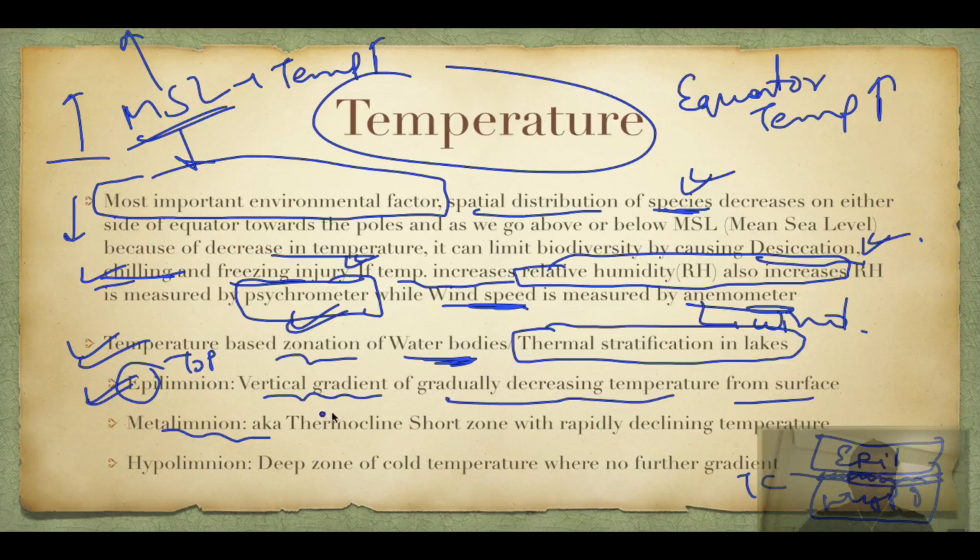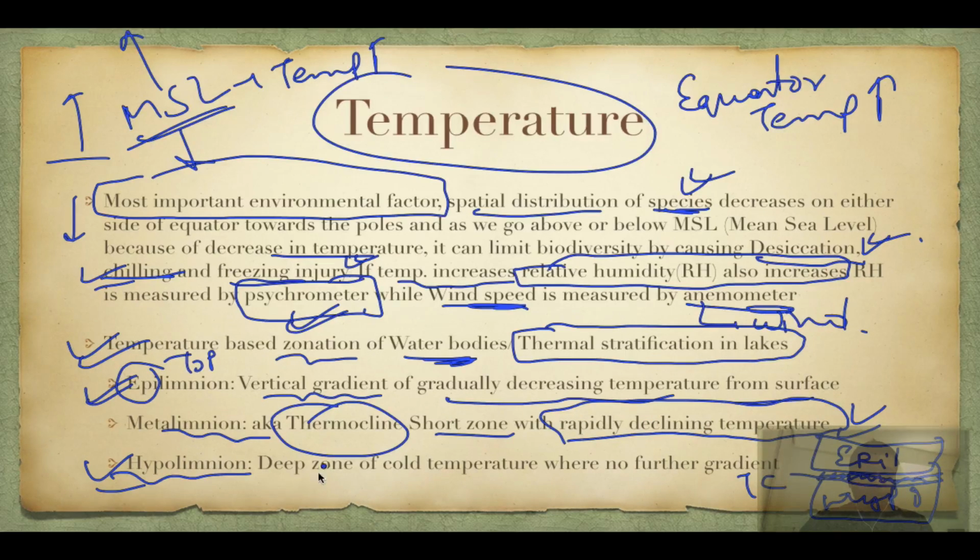Metalimnion is also called thermocline. It is a short zone with rapidly declining temperature. This is the key feature: rapidly declining temperature. Please keep it in mind. Then we have hypolimnion, a deep zone of cold temperature where no further gradient exists.